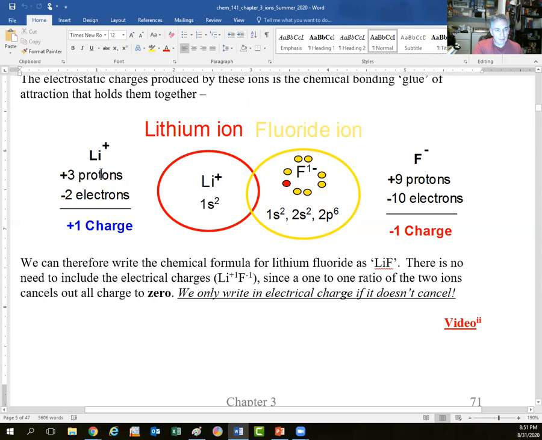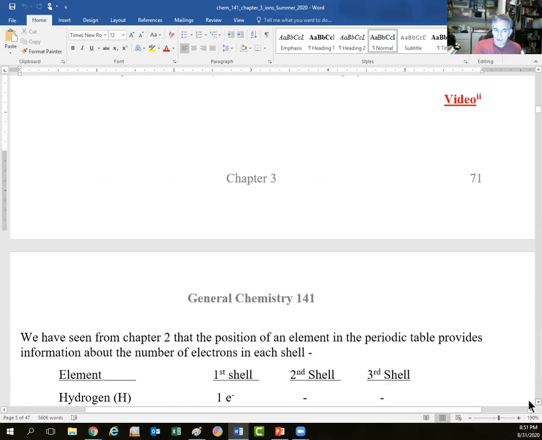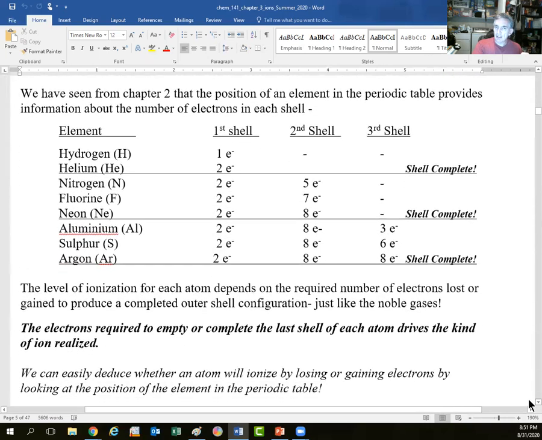The lithium with 3 protons but now just 2 electrons has a 1+ charge, and the fluoride with 9 protons but now 10 electrons has a -1 charge. And the ions we see are always based around that strategy to complete their shell, just like the elements in group 8, the noble gases. When the shell is complete, we have stability, and they don't have to do any more Pokemon card trading. They've got their set. They've got their complete shell of electrons.